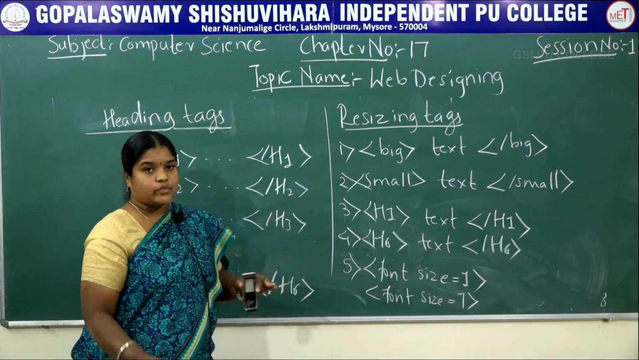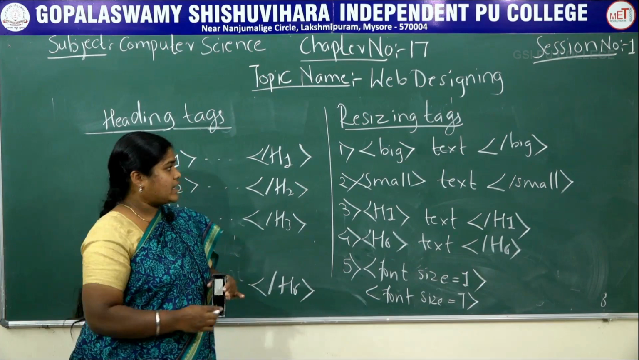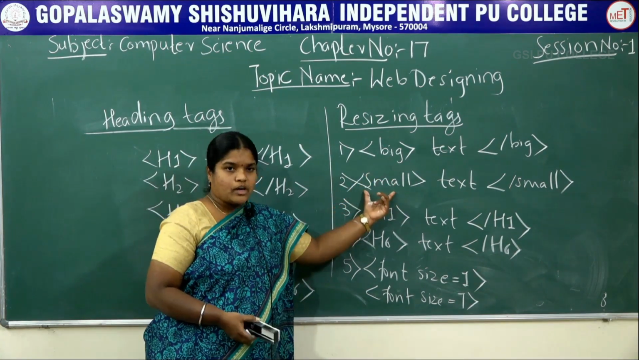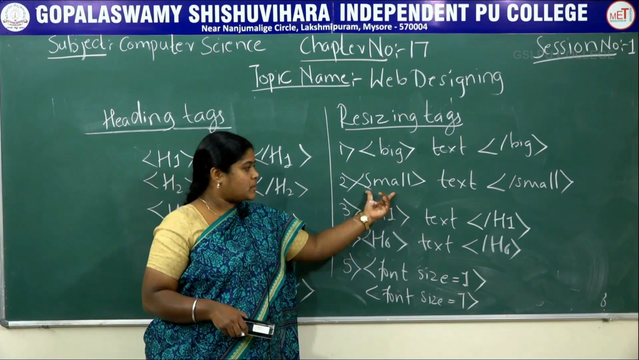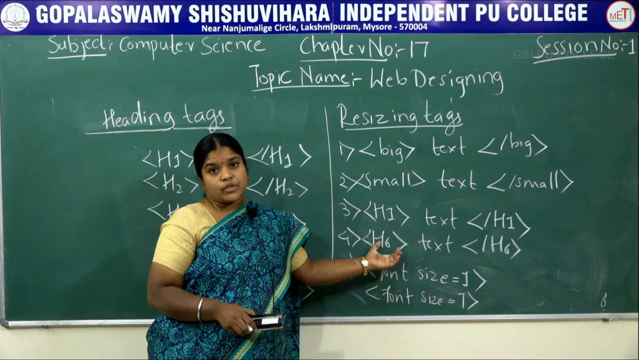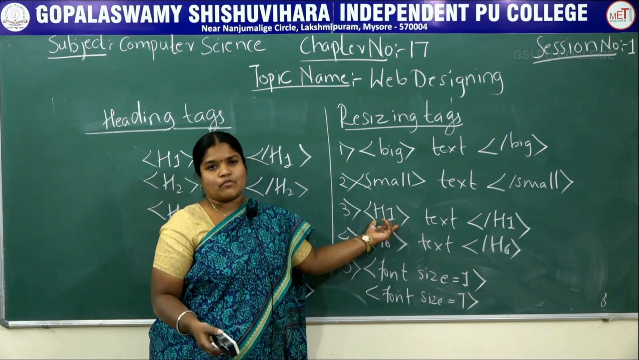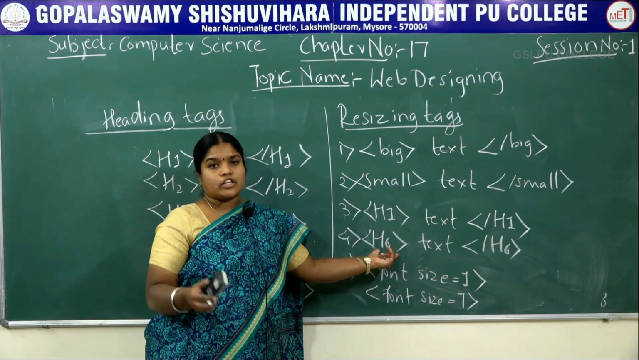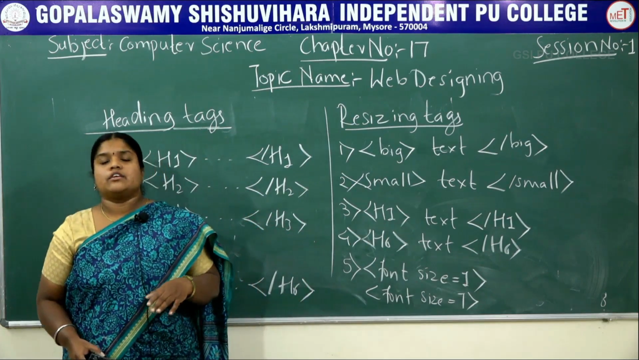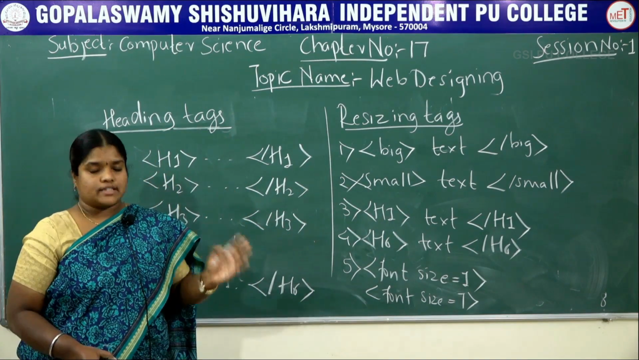So these are some of the resizing tags that we are going to deal with, for the size of the text. Big will increase the size of the text by 1. Small will decrease the size of the text by 1. Then H1 and H6 are the built-in heading tags. H1 will give you the maximum font size, H6 will give you the smallest font size, and after that comes the font tag itself, with which we are going to use the attribute size.